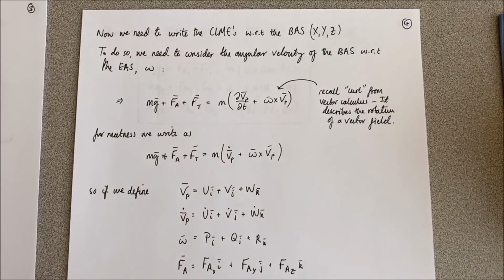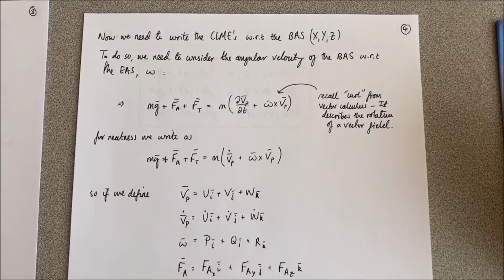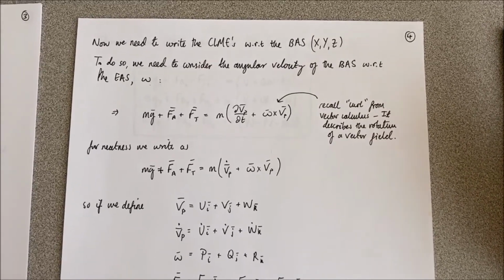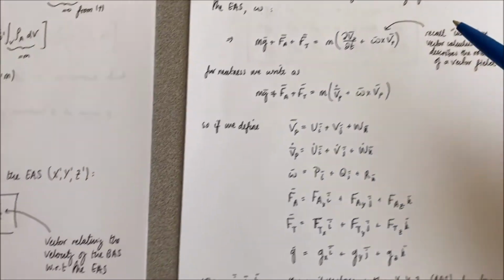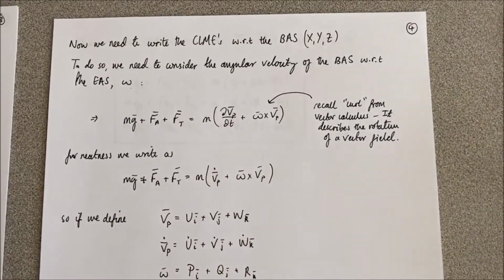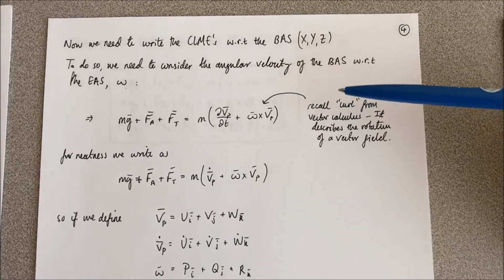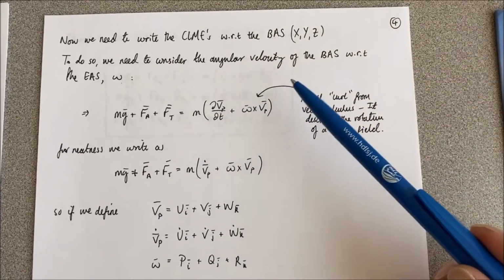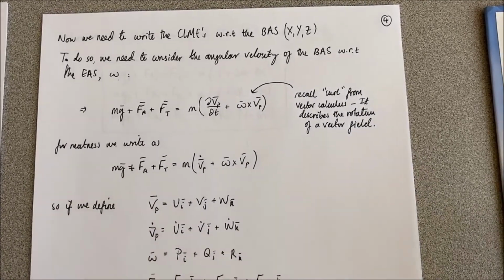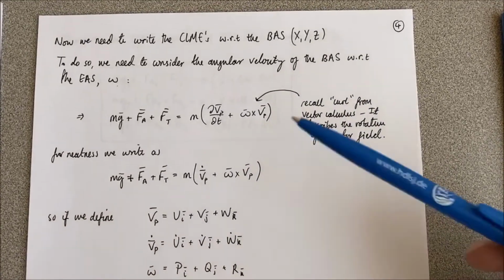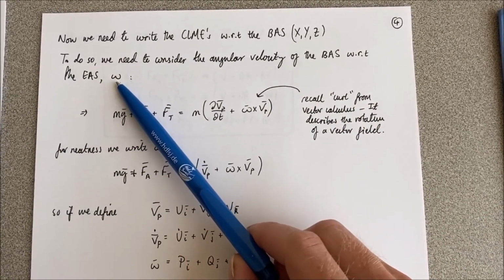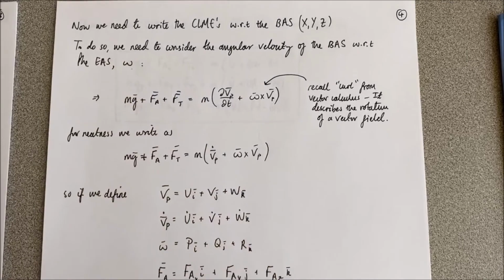So the final step of this derivation of the conservation of linear momentum equations is to write them with respect to the body axis system. So remember, we just wrote them with respect to the Earth axis system. Well, in order to write them with respect to the body axis system, we need to consider the angular velocity of the body axis system with respect to the Earth axis system, right? Because it could be twisting. And we describe that angular velocity with the parameter omega, lowercase omega, right?